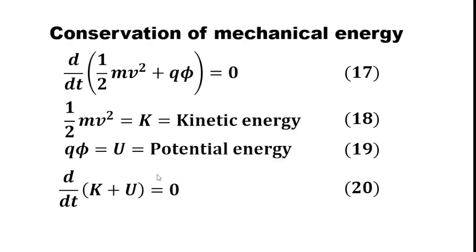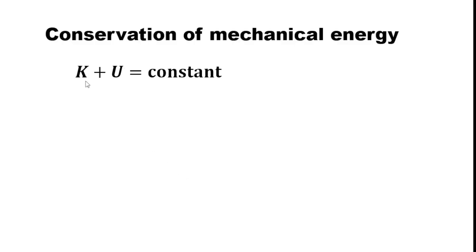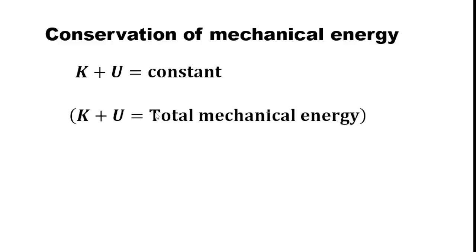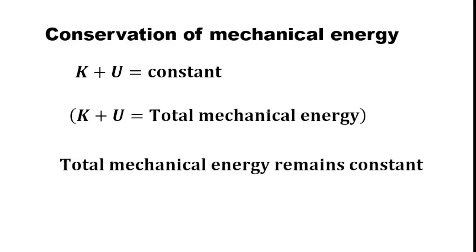Integrating equation 20 over time, we obtain the sum of K and U is equal to a constant, and the sum of K and U is equal to the total mechanical energy. Therefore, we conclude that the total mechanical energy of the charged particle moving in static electric and magnetic fields remains constant.